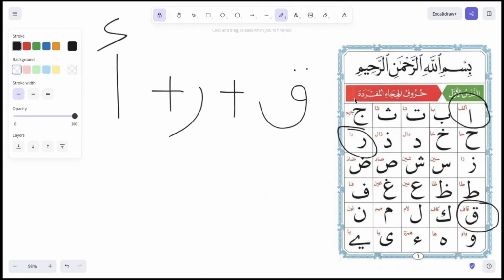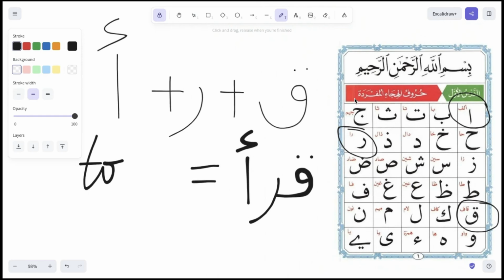Now we are going to connect these 3 letters as follows. Qaf is a friendly letter, so we are going to connect the next letter with it. Ra, qa, ra, and ra is an unfriendly letter. That's why we are not going to connect the ra with the alif. The ra will stay, and the alif we are going to write as a new piece. So this is qara'a, to read. Your first Arabic word.